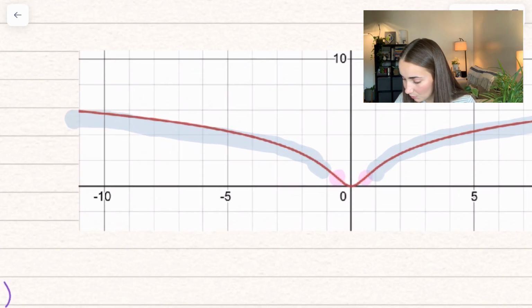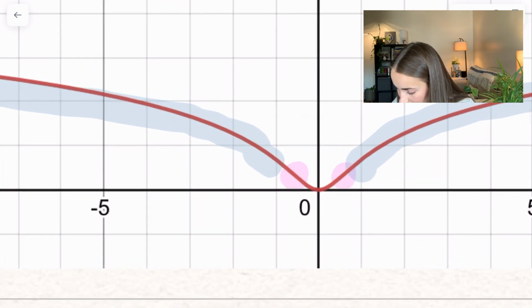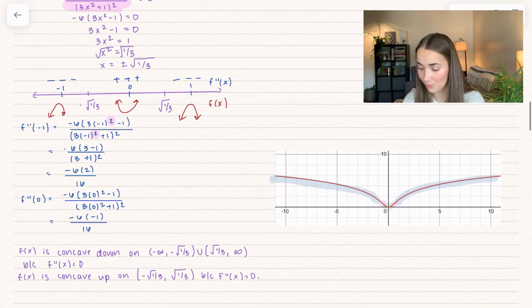But if we zoom in real close, we have a tiny interval where it's concave up. And that fits right with our number line. We have it concave up in the middle. So that one's a bit tricky, but it's there. Otherwise, that's all I have for us today.